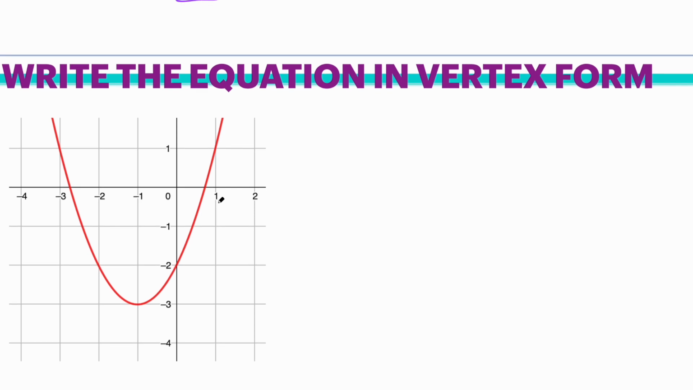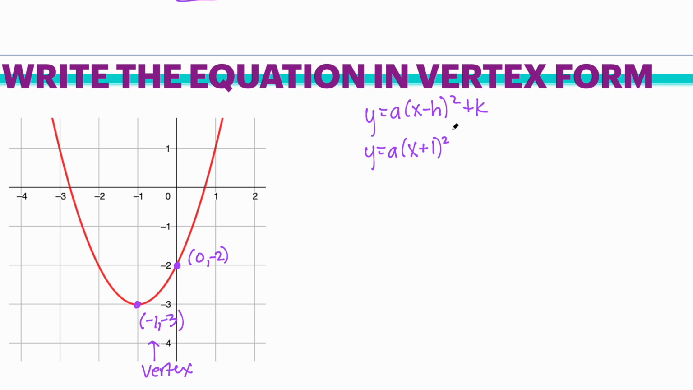So in this case, I want to write the equation in vertex form. Well, I know the vertex. It is the point -1, -3. And I know a point. This is the point 0, -2. So the first thing I'm going to do is I'm going to use the vertex to find part of the problem. So I know that it's going to be x minus a -1, which turns to a positive, and then k is a -3. So I know almost all of the equation.